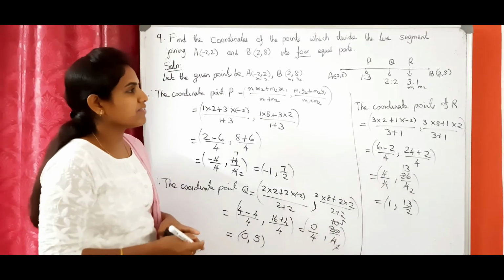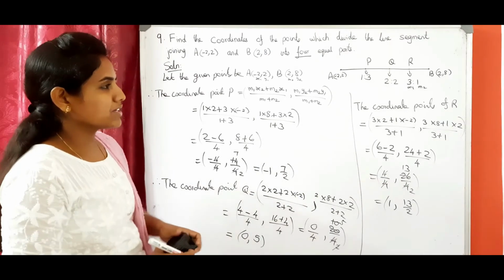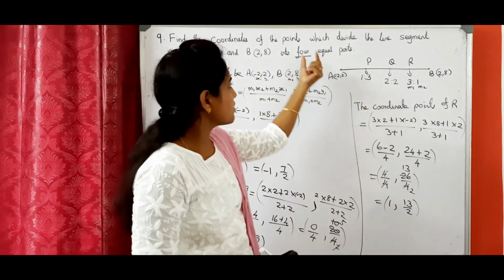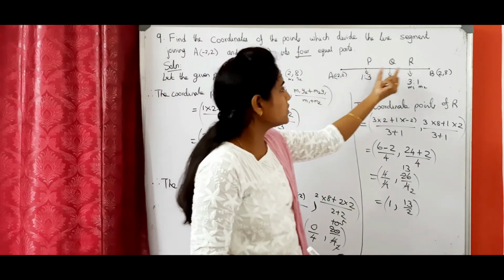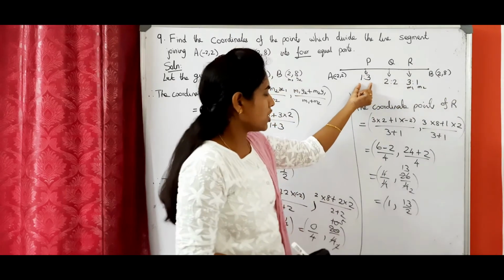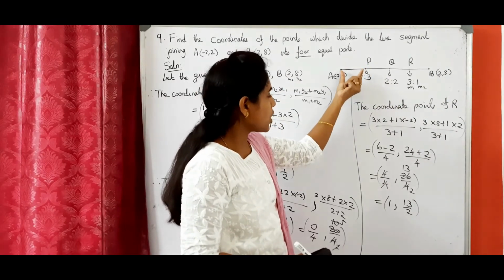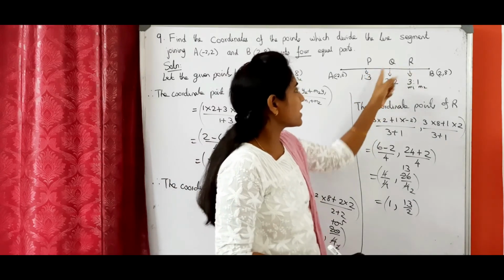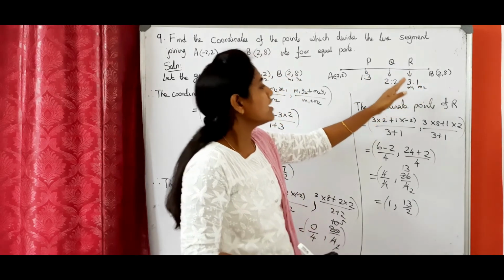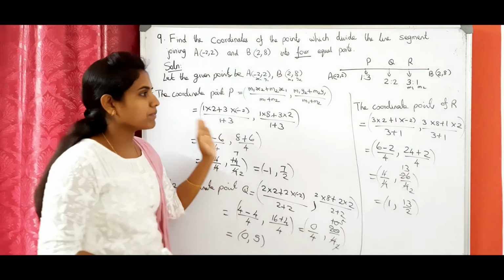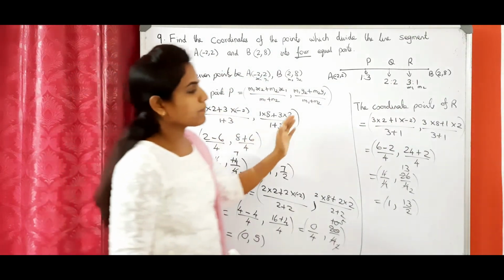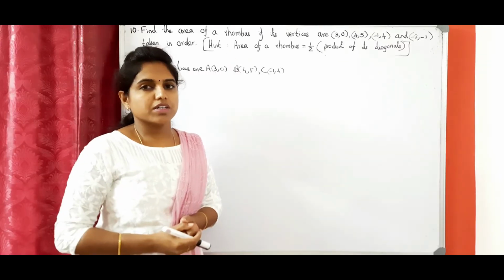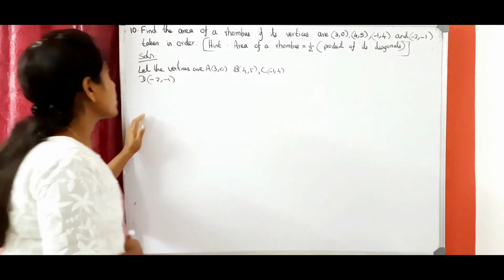Like that we can find the P, Q, R values. Here only you have to know how to find the ratio. First you need to divide into 4 equal parts: 1, 2, 3, 4. Then write the ratio. How can we write it? For P, first how many equal parts? 1. Then the remaining count is 1, 2, 3. Like that we need to write the ratio. Then apply the values in the section formula, then we can find the coordinate points of P, Q, R.